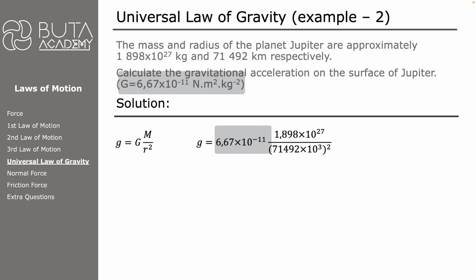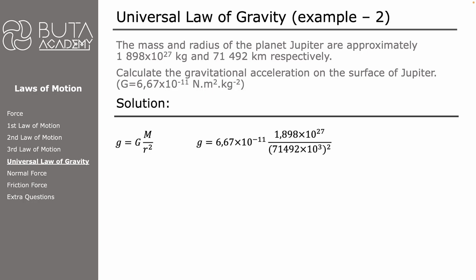Mass of Jupiter is 1898 times 10 to the power 27. Radius of Jupiter is 71,492 kilometers, which has to be converted to meters by multiplying it by 1000.